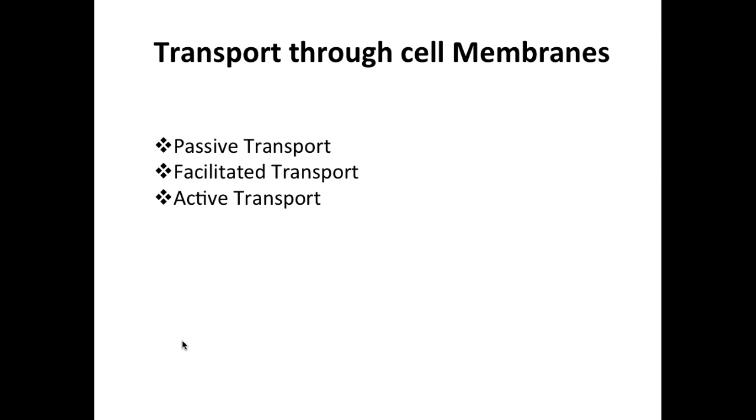Passive transport is when there's no energy involved and simple osmosis or diffusion is going to occur. Facilitated transport will also not require any energy, but is going to involve a transport protein helping a larger molecule pass through the membrane. And with active transport, energy is going to be required in order to move the molecule through the cell membrane.